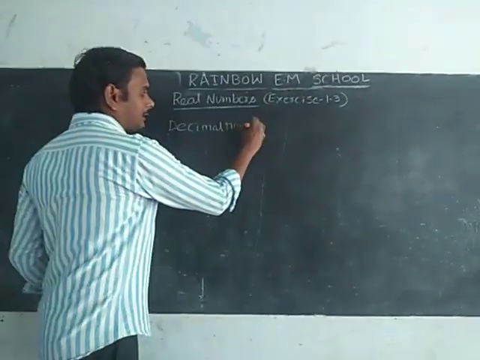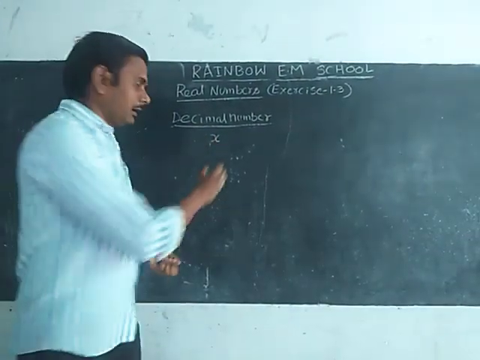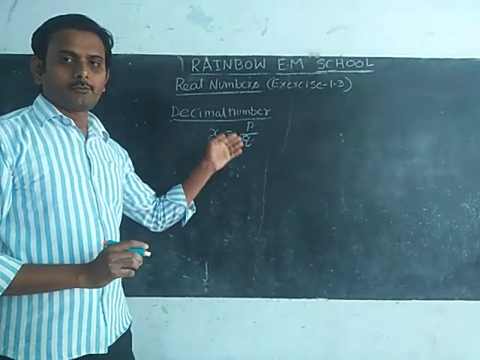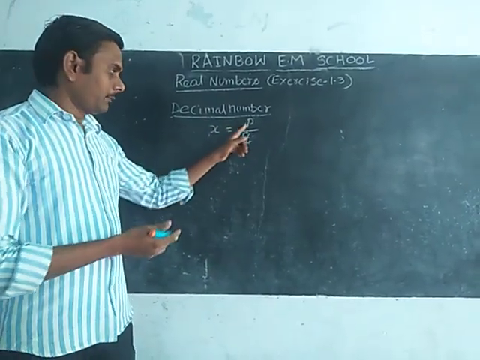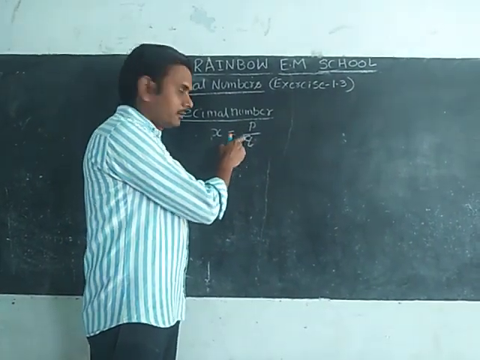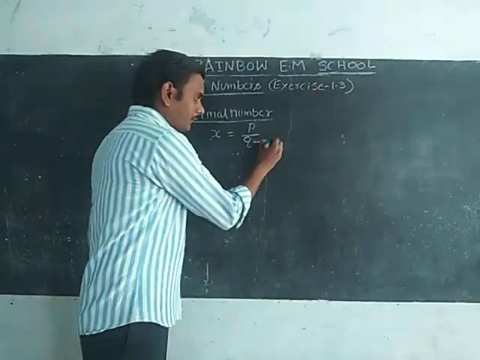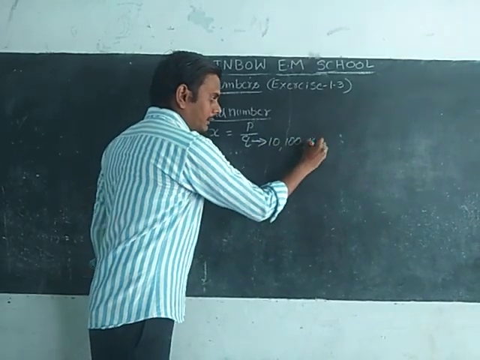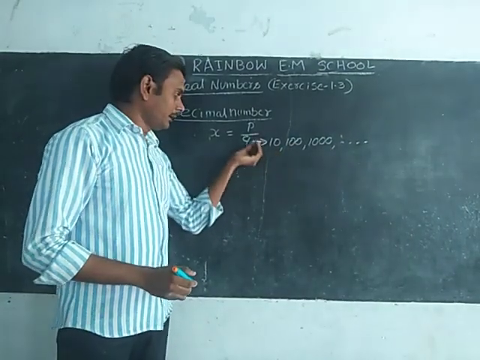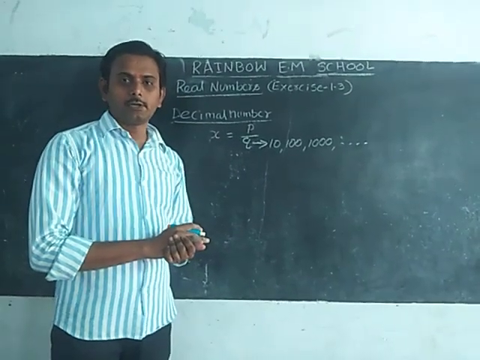What is a decimal number? A number x is there, that is the decimal number. It can be written in p by q form, some fraction form, where p is the numerator and q is the denominator. If the denominator can be written as 10, 100, 1000, 10,000 and so on, any one of these in place of q, then that number is called the decimal number.